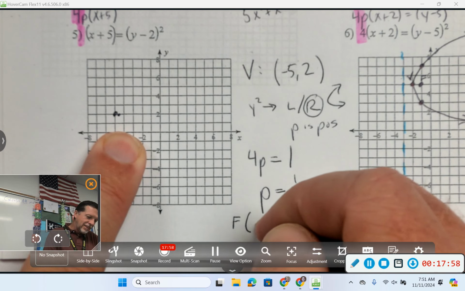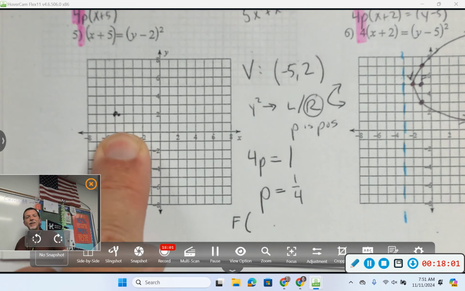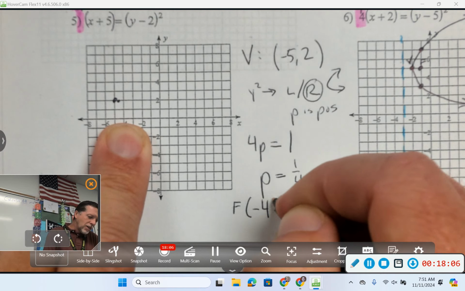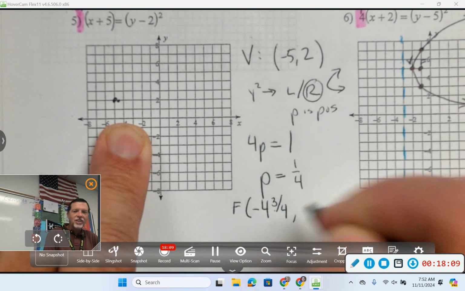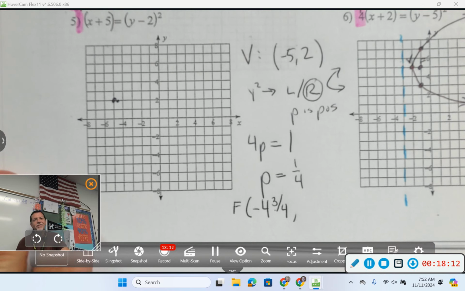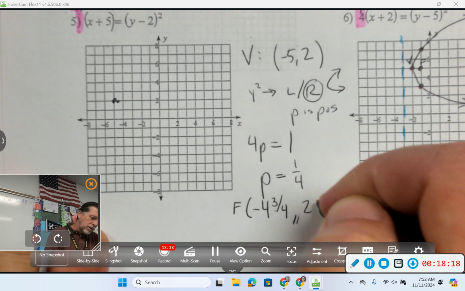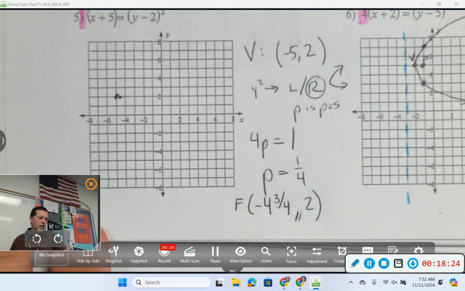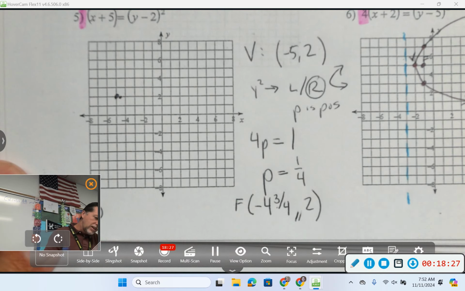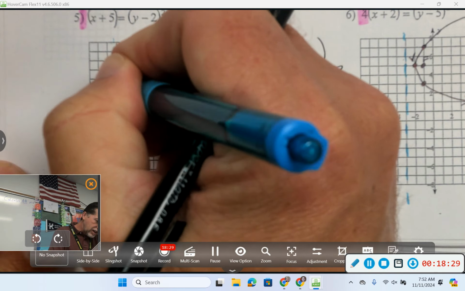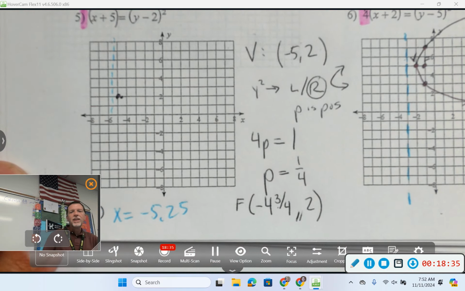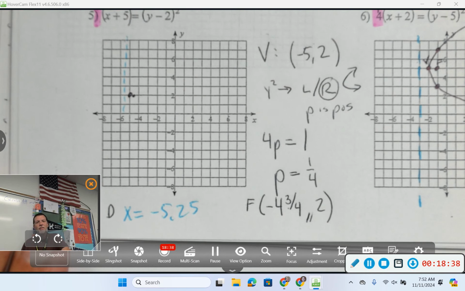It's 4.75. 4.75 would work? Yeah? Negative 19. Or negative 19/4. Or negative, we usually don't like mixed fractions, but sometimes it's a good use for it right there. Negative 4 3/4, comma 2. 4.75 is fine, 19/4 is fine. All those are equivalent. The directrix is x equals negative 5.25. So now I'm mixing fractions and decimals, but that's okay.